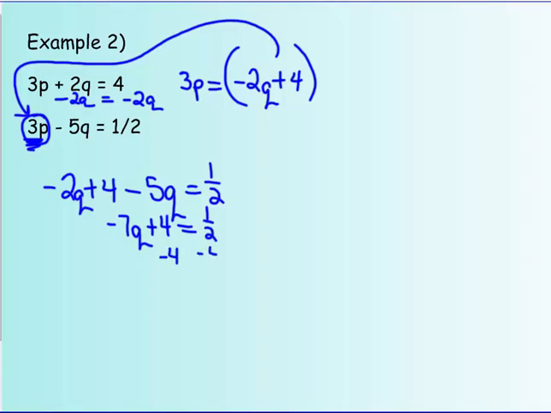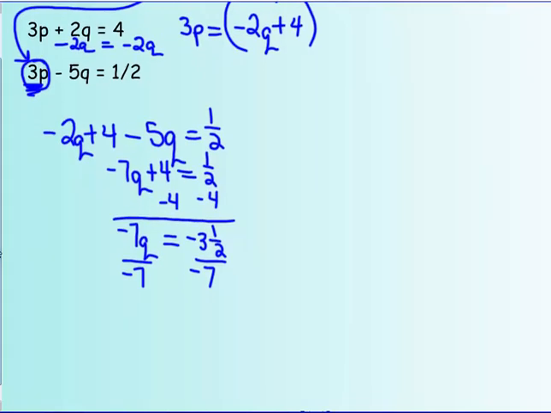Subtracting 4, I get negative 7q's is equal to 1/2 minus 4, which is negative 3.5. Dividing by negative 7, well, negative 3.5 is half of negative 7, so q equals half. A negative divided by a negative is a positive, so q is 1/2.